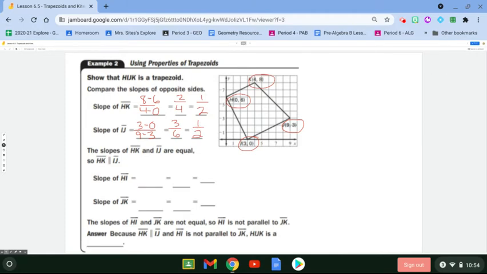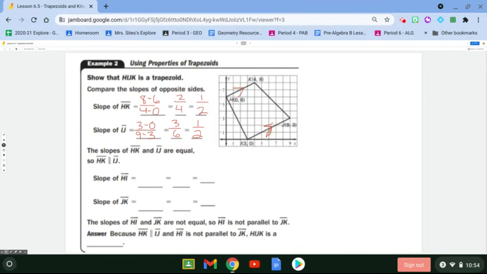So right now, I'm showing that I have equal slopes. So because I have equal slopes, I'm showing that HK and IJ are parallel.